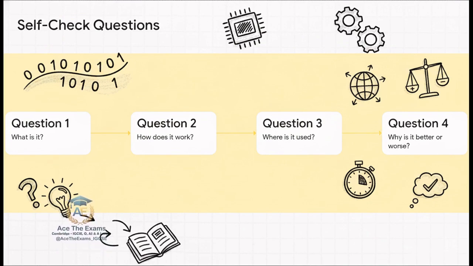Explain the mechanism. Question 3. Where is it used? Give a real-world context. And question 4. Why is it better or worse than an alternative in that specific situation? If you can answer these 4 prompts out loud, clearly and logically, without stumbling, your topic is exam ready. If you hesitate, or if your answer relies on vague words like stuff or things, you need another revision cycle. Seriously, don't walk into that exam hall until you can smoothly pass this 4-question check for your core topics.